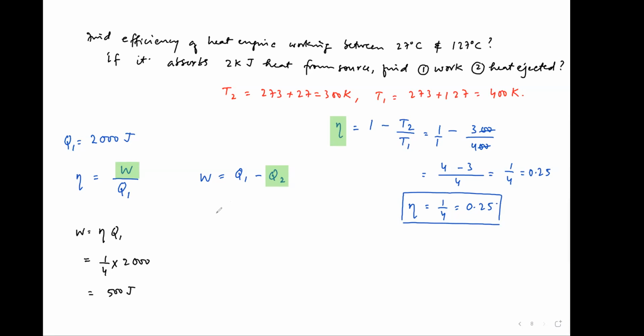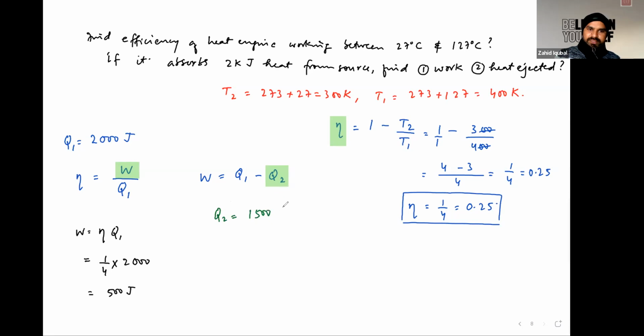So Q2 will be equal to 1500 joules. This is how we can calculate different terms related to the efficiency and working ability of a heat engine. Any doubt up to this part?